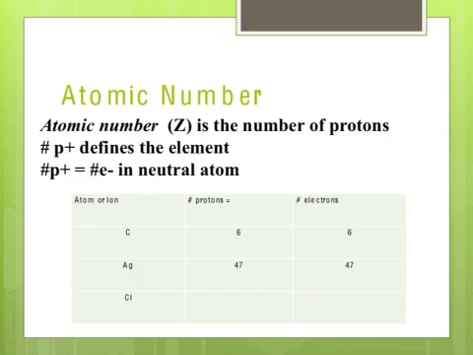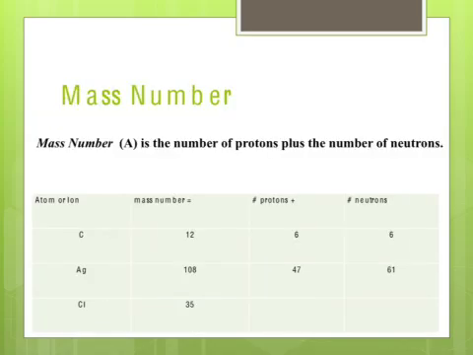Let's do silver. 47 protons because it's element number 47, and 47 electrons. How about chlorine? Hopefully you said 17 protons because it has an atomic number of 17, which means it also has 17 electrons. That's, again, if we're talking about a neutral atom, which so far that's all we know, are neutral atoms.